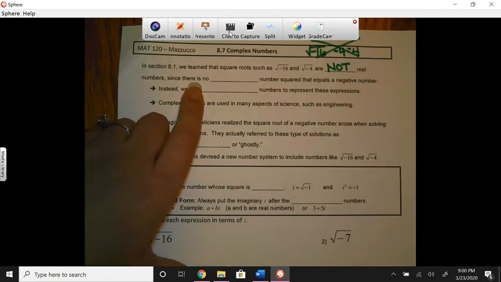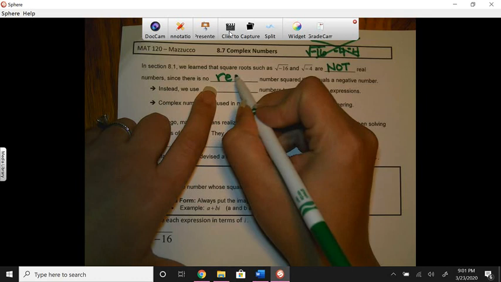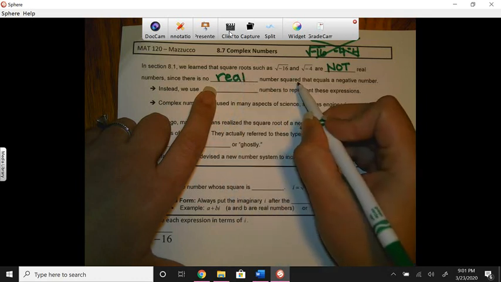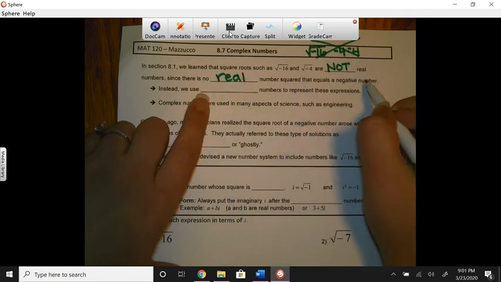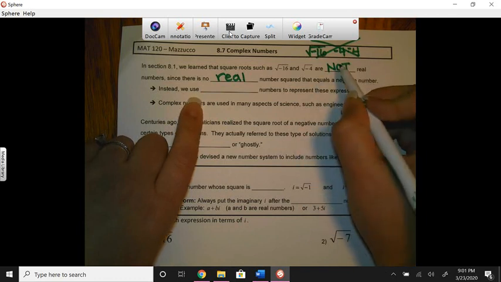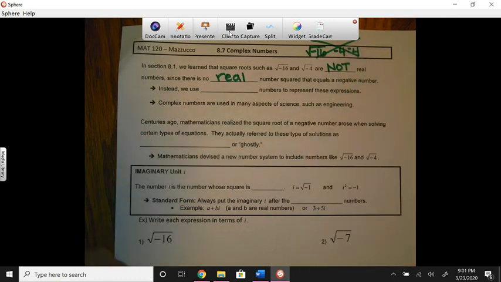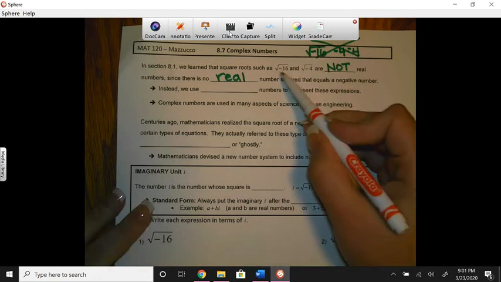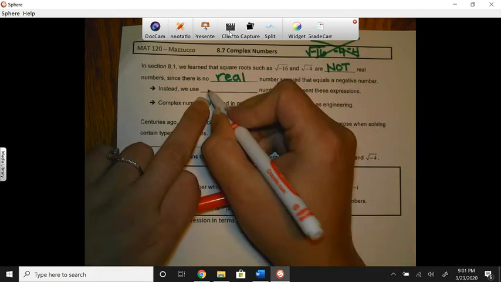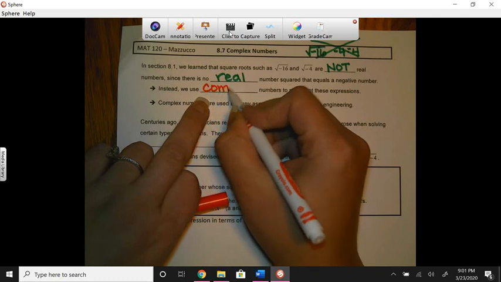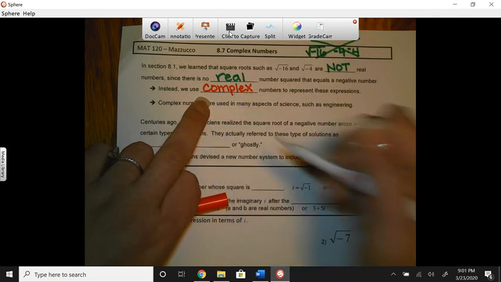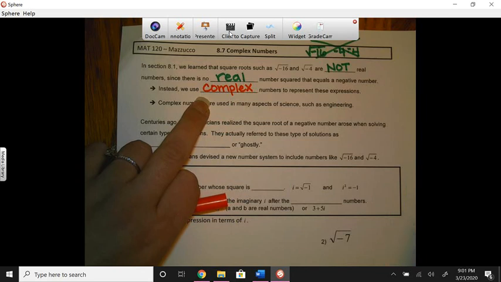So what we wrote was there was not a real number that would work. Since there is no real number that, when you square it, can equal a negative, we are going to call that not a real number. However, moving forward, we are going to be able to compute with numbers like this if we are using the complex number system.